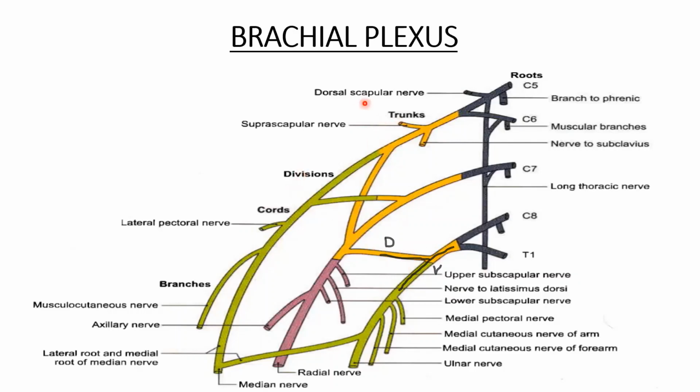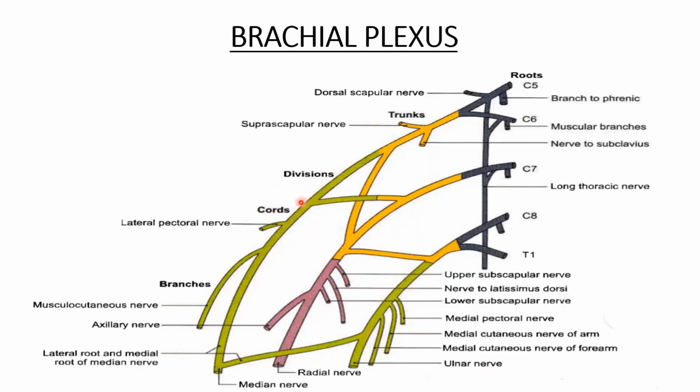Now, these divisions will join to form cords. The lateral cord of the brachial plexus is formed by the joining of the ventral divisions of the upper and middle trunks of the brachial plexus. The posterior cord of the brachial plexus is formed by the joining of the dorsal divisions of all three trunks of the brachial plexus, whereas the medial cord is formed by the continuation of the ventral division of the lower trunk of the brachial plexus.